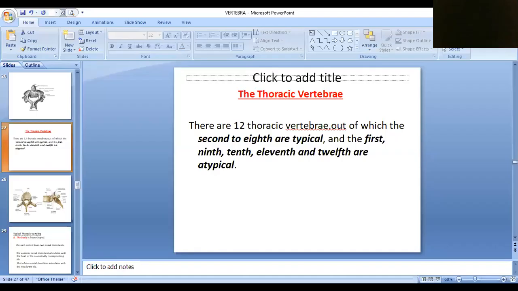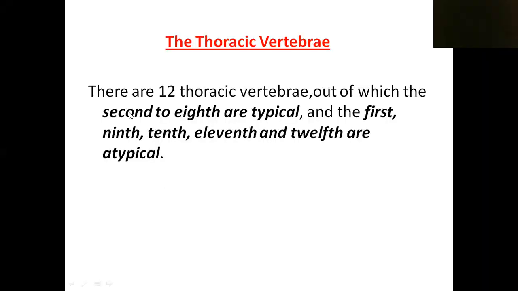Now we are going to discuss the thoracic vertebrae. In the thoracic region, there are 12 vertebrae, out of which the second to eighth are known as typical. The second to eighth vertebrae show the same features, known as typical vertebrae. The first, ninth, 10th, 11th, and 12th, the last four and the first one, show their own features.